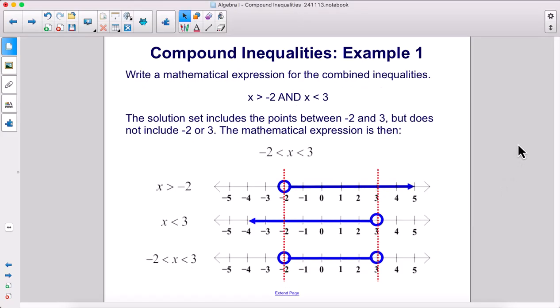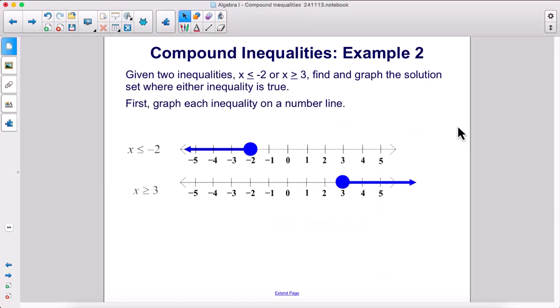Now let's write a mathematical expression for the combined inequalities of x is greater than -2 and x is less than 3. The solution set, shown here, includes the points between -2 and 3, but does not include -2 or 3. Therefore, the mathematical expression is -2 is less than x is less than 3.